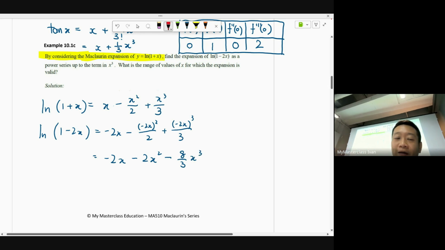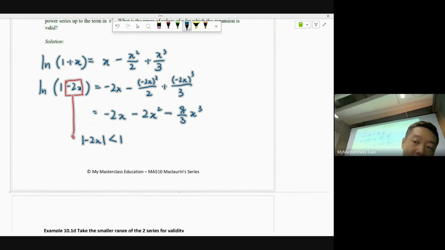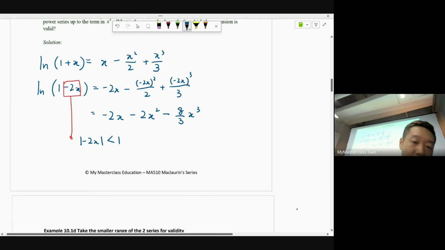Okay, so when will the expansion be valid? Just always look at this. Modulus of negative 2x must be less than 1. What can you change the modulus of 2x to become? This will be the same as modulus of 2x less than 1, so modulus of x less than half. Wesley, in between or left, right? In between. Minus half, half.